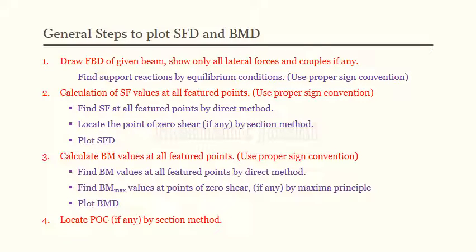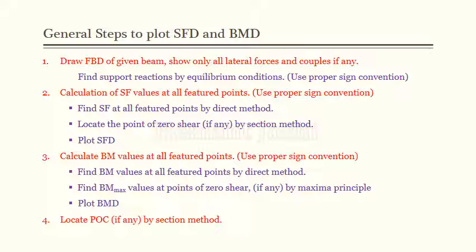Now these are the general steps followed to plot shear force and bending moment diagrams. The first step is, as usual, to draw a FBD of the given beam and find the reactions of all the supports given, with the proper sign convention. Here we use the sign convention of equilibrium: summation Fy upward positive, summation Fx rightward positive, and summation moment anticlockwise positive, because these three are the basic sign conventions we learned in first year mechanics. So these equilibrium sign conventions we are going to use for the first step.